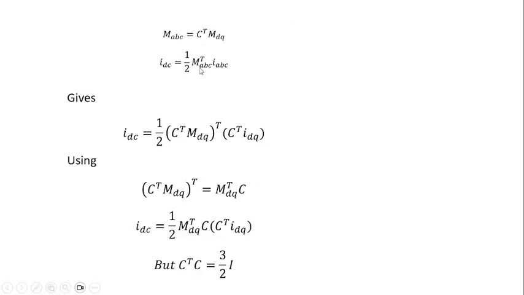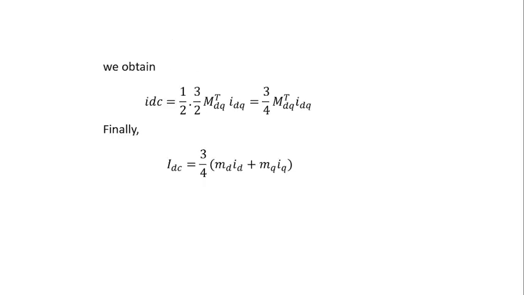Now this IDC can be written as half times M transpose IABC. So IDC is half of C transpose MDQ, full transpose, into this. So C into C transpose, you know, is 3 by 2. And substituting here we get like this, MDQ transpose into IDQ, half times. So IDC can be written as half into 3 by 2 MDQ and IDQ. So you can write it as 3 by 4 times MDQ transpose IDQ. So MDQ is MD MQ, IDQ is ID IQ. So if you multiply these two column matrices with matrix multiplication, we get this equation, MD ID plus MQ IQ.